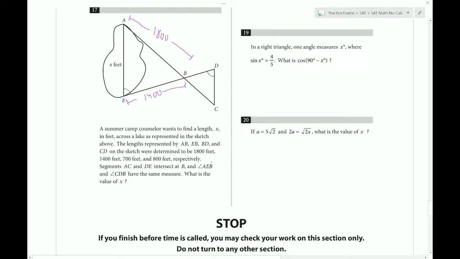BD is 700, and CD is 800, so that would go here. Segments AC and BD intersect, and these angles have the same measure: angle AEB and angle B. So these measures are equal, and we also know that these would be equal to each other based on the fact that they're vertical angles. So by the angle-angle rule, we know that these are similar triangles.